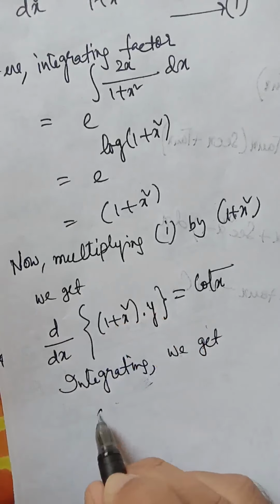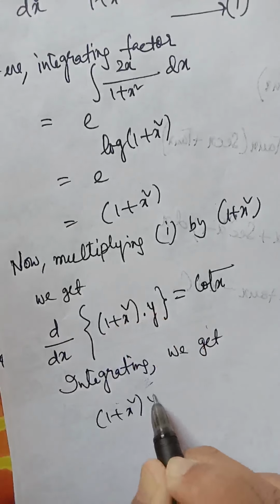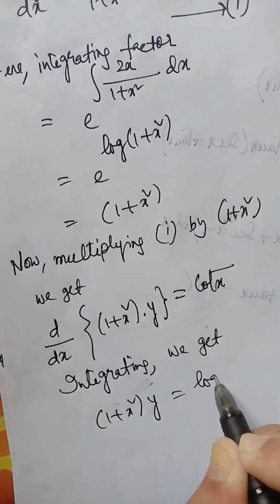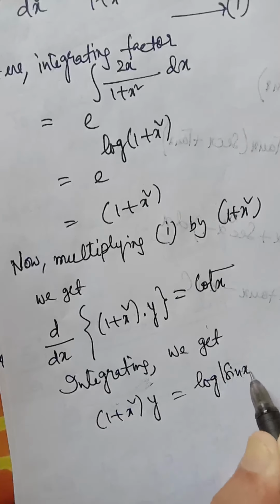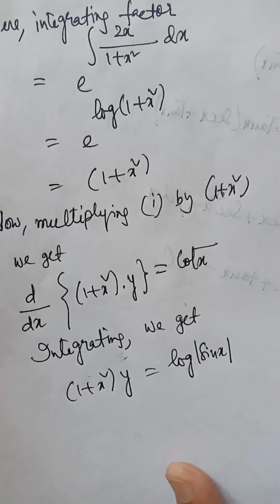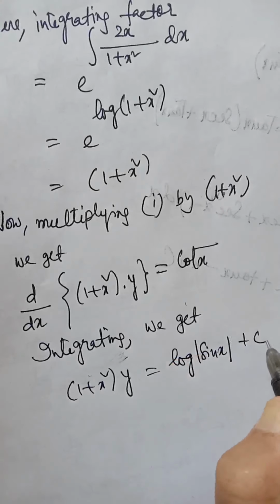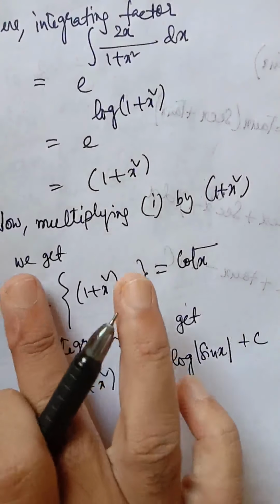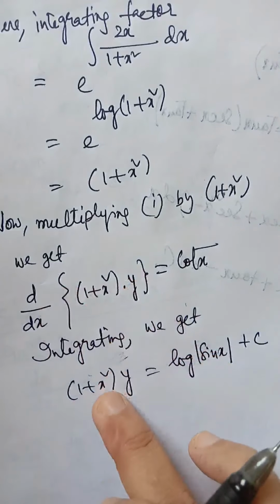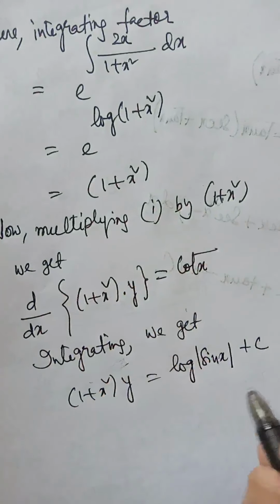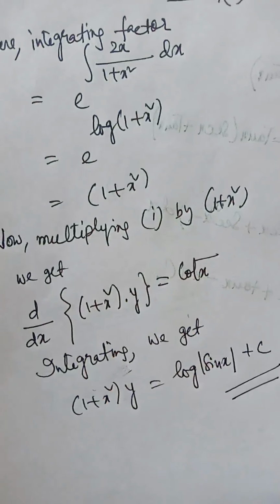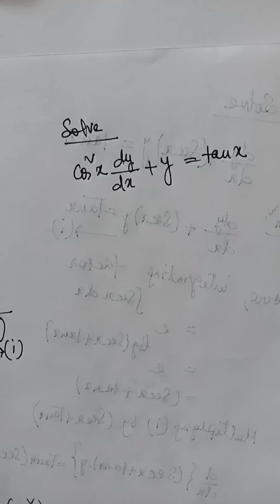Integration of this will become 1 plus x square into y equal to integration of cot x, which is log sin x plus c. The integration of the derivative will get cancelled, and this will remain only. Integration of cot x is log sin x plus c. So this is the solution of the given differential.